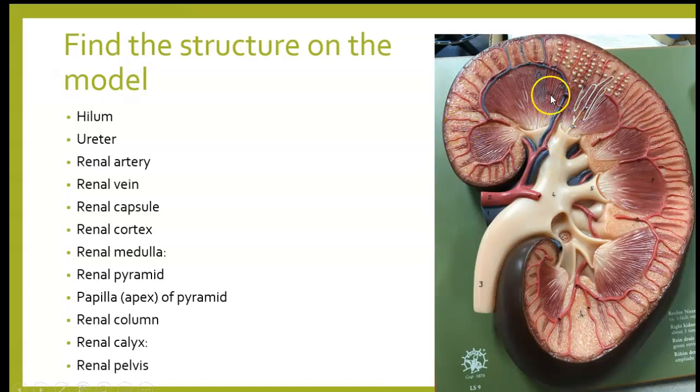That's the renal cortex. The renal medulla is all of this in the middle. Here's a renal pyramid, here's a renal pyramid, here's a renal pyramid. Here is the apex or the papillae of the renal pyramid. Here's a renal column, here's a renal column, here's a renal column. And then the renal calyx would be these structures right here that are connecting to each of the different pyramids. And then the renal pelvis would just be this area here in number 4. So the calyces would be 5, the pelvis would be 4, the ureter is number 3.